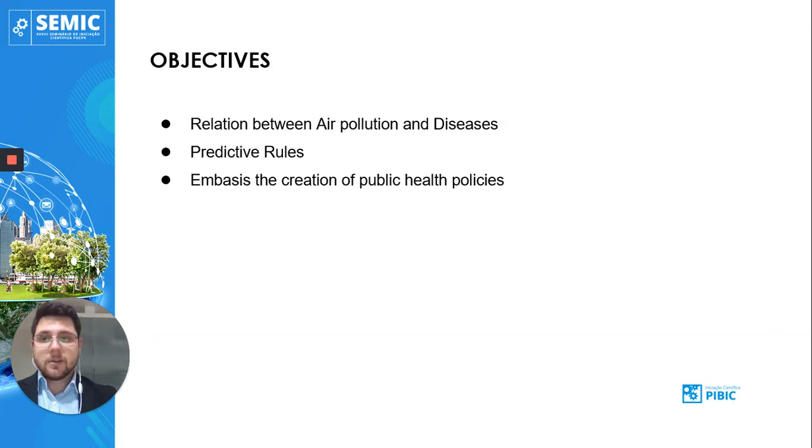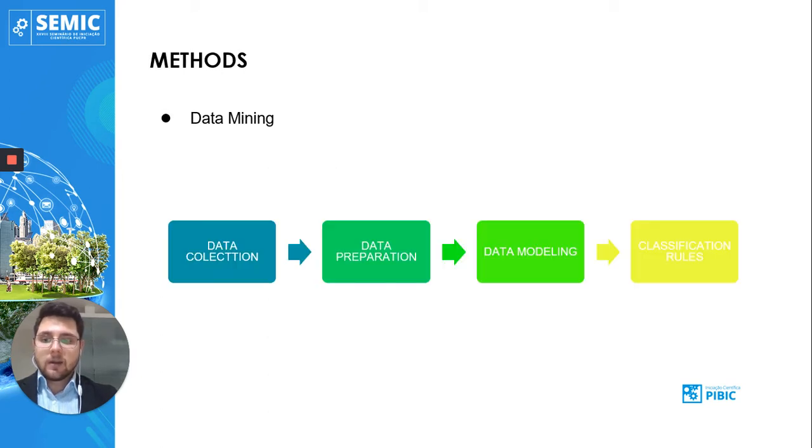The objective here is to see the relations between air pollution and the diseases, and create protective rules in order to support the creation of public health policies. The method we are using is based on data mining, which can be divided into 3 steps: data collection, preparation, and modeling. Afterwards, you can create the classification rules that have this forecasting perspective.